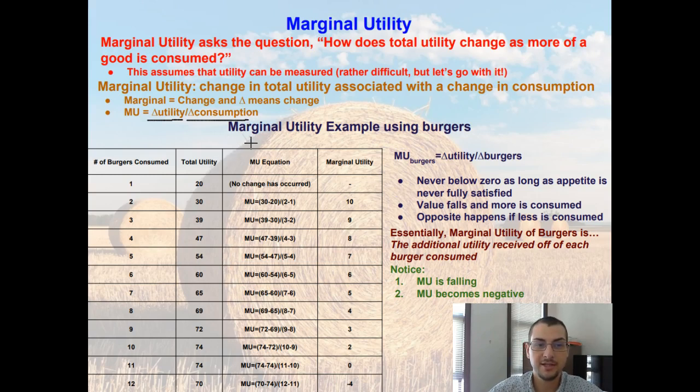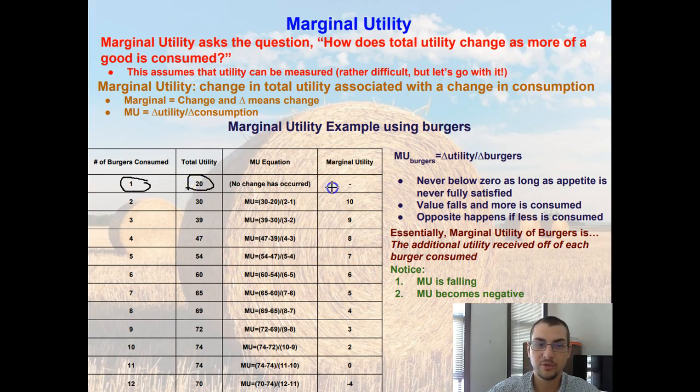So let's go ahead and look at a marginal utility example using burgers. The good that we are going to be consuming is burgers. So we're going to look at the change in total utility divided by the change in consumption of burgers. Let's go ahead and look at how it looks on this graph. Let's say you eat one burger. You eat one hamburger, and man, it tasted good. You were hungry, you needed to eat something, and you obtained 20 units of satisfaction off that one burger. Oh, it tasted so good.